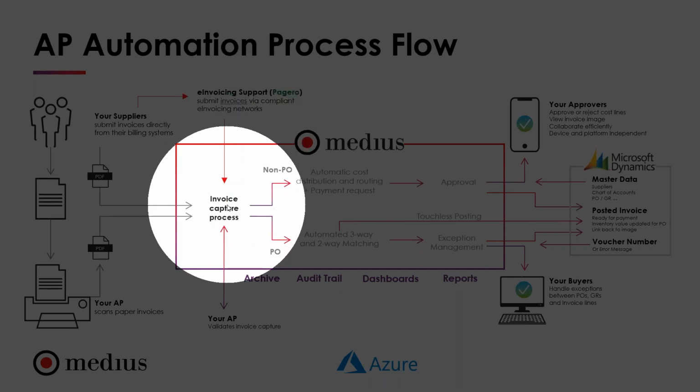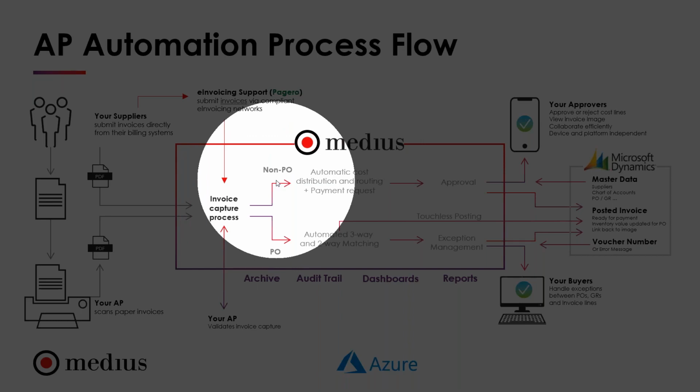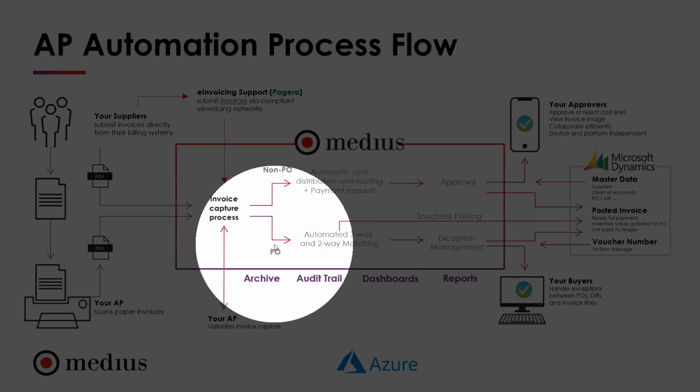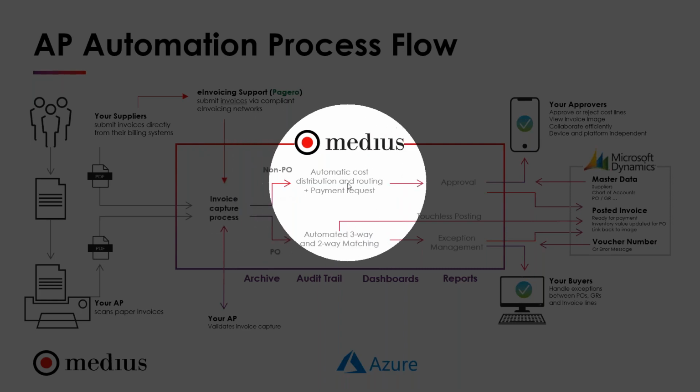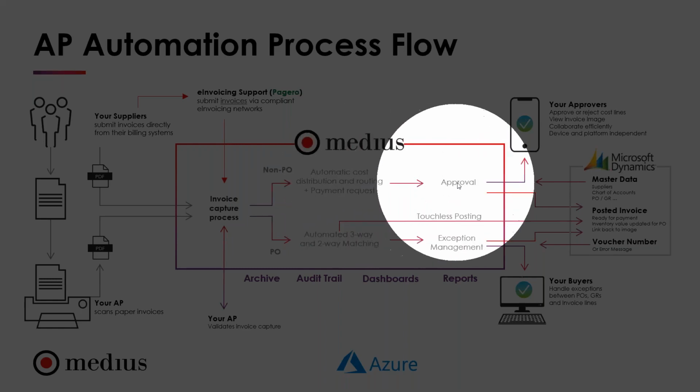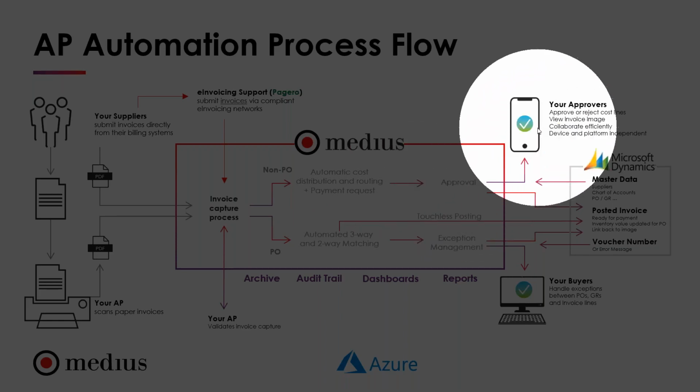In the workflow itself, we have our own capture solution where we will capture the data from the invoice, and after that we will send it to the workflow as a non-PO invoice or a PO-based invoice. A non-PO invoice, also a general expense invoice, we can automate them by coding them and distributing automatically via templates or AI. Then of course we need an approval of that invoice, and that can be on your mobile device or your desktop.